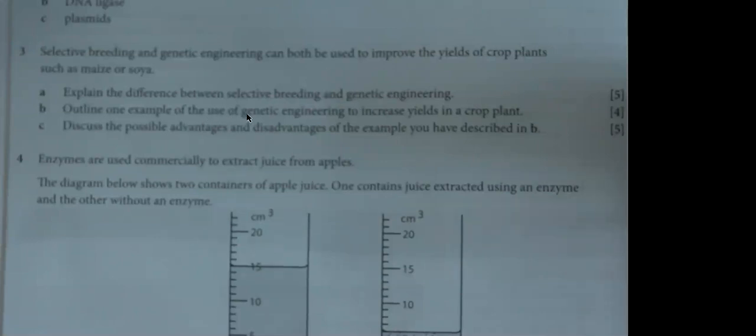Okay, outline one example for the use of genetic engineering to increase yield in a crop plant. They are not talking about those human products now, they are talking about plants, agriculture. So would you like to give some example? We mentioned two examples here in the discussion before, remember? One was the cotton plant, another was the golden rice. If you are producing BT cotton, with the bacillus toxin, you are increasing the production of the crop because they will not be easily damaged by the insects, right? So they will not be damaged by the pests. So this way you can increase the production.